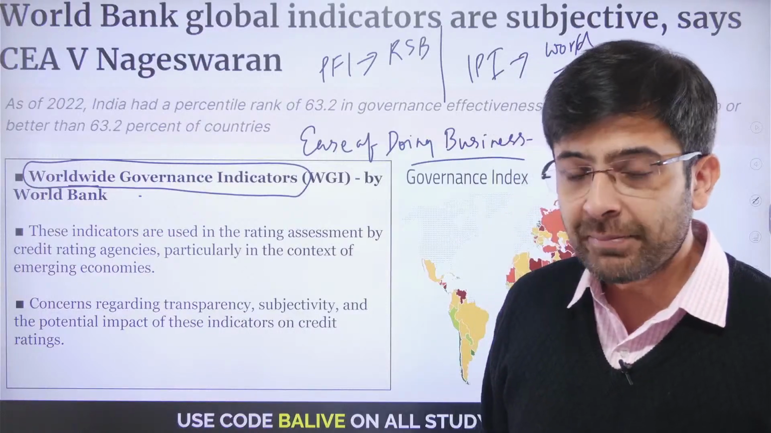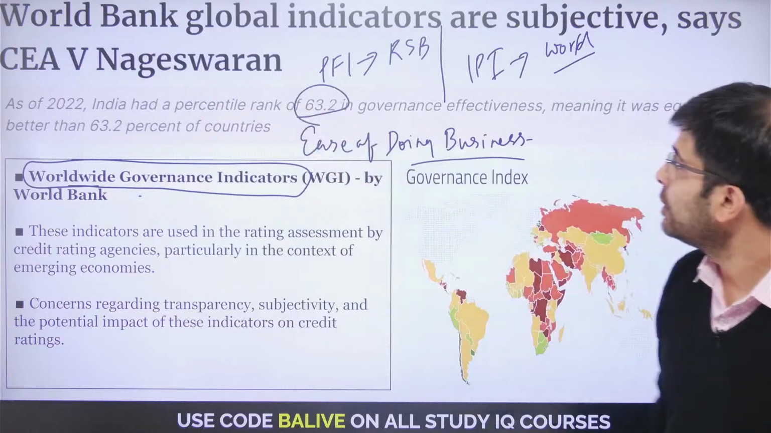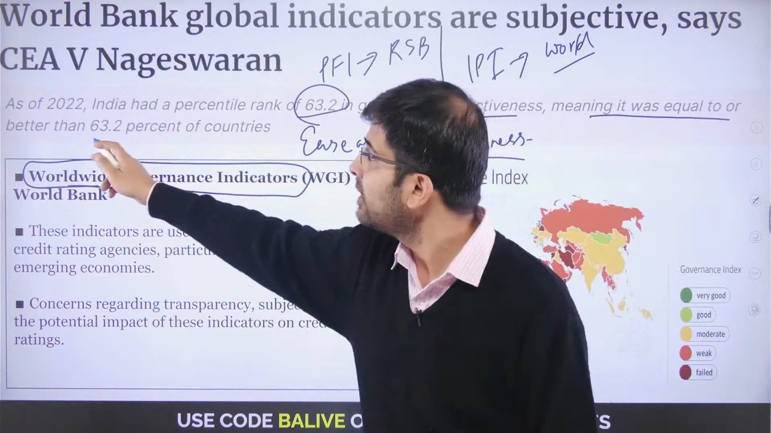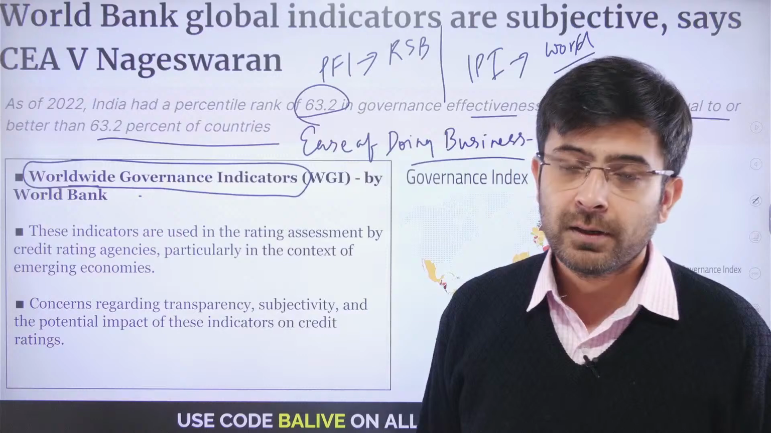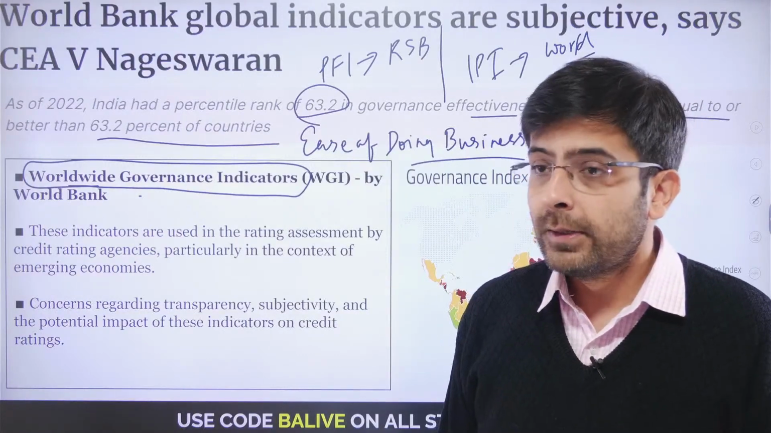Now India is not happy with this index. India has a percentile rank of 63.2 in governance effectiveness, meaning it was equal to or better than 63.2% of the countries, but below 37% of the countries. So India is getting 63% marks essentially. Now India is not happy with this.